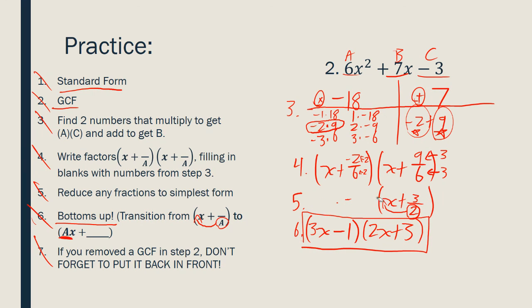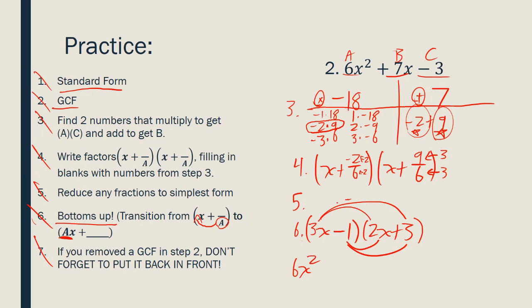Now let's multiply those together just to double check that we did do it correctly. I'm going to multiply everything in the first parentheses by everything in the second parentheses. 3x times 2x is 6x squared. 3x times 3 is 9x. Negative 1 times 2 is negative 2x. And negative 1 times 3 is negative 3.